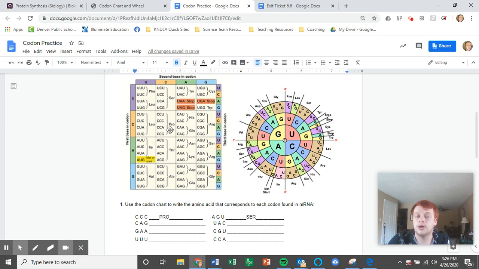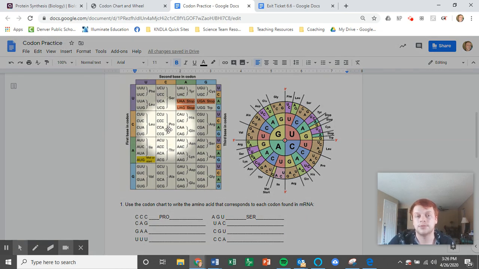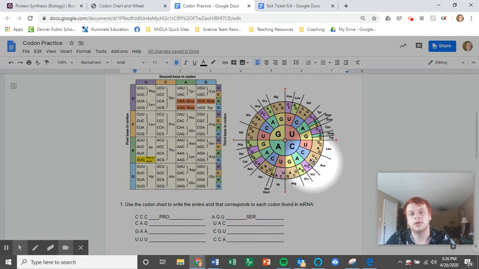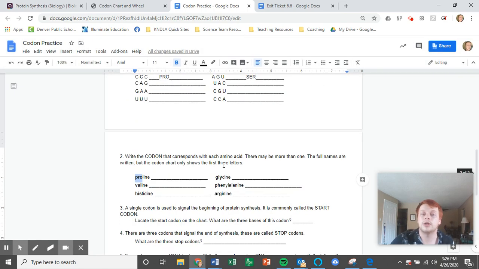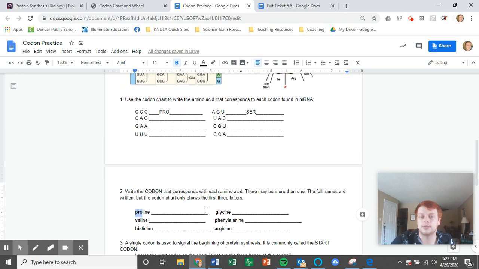So when we find PRO, we've got 4 options. We've got CCU, CCC, CCA, and CCG. Now if you want to use the wheel, you can, but in order to do that, you kind of have to work backwards. So we would have CCU, CCA, CCG, CCC, all producing PRO. Again, it's your choice which one you use, but for number 2, I suggest using the codon chart just because they're grouped by the letters for you and it's easier to see. So in this box right here, I would put all of those different combinations that give us PRO.